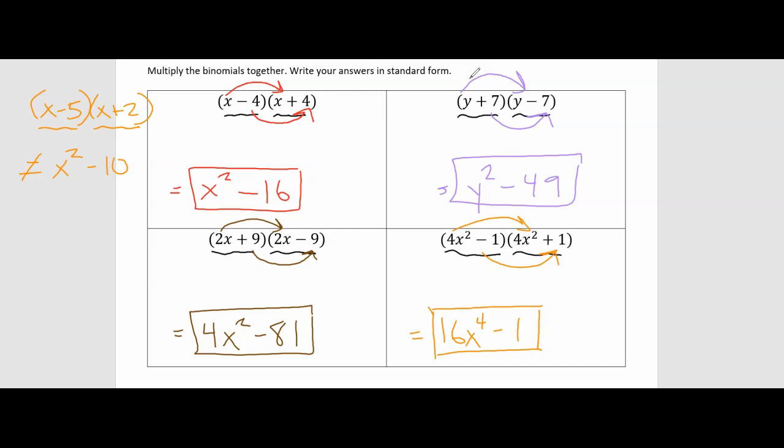But when you're first starting out, a lot of students just try to apply these shortcuts to every single scenario, even when the pattern isn't applicable, right? And then they just make mistakes. So you have to understand, right, the only time I can use this shortcut is when my binomials follow this pattern, where they're the same except for the sign. But that is the second little shortcut we can use when multiplying binomials.